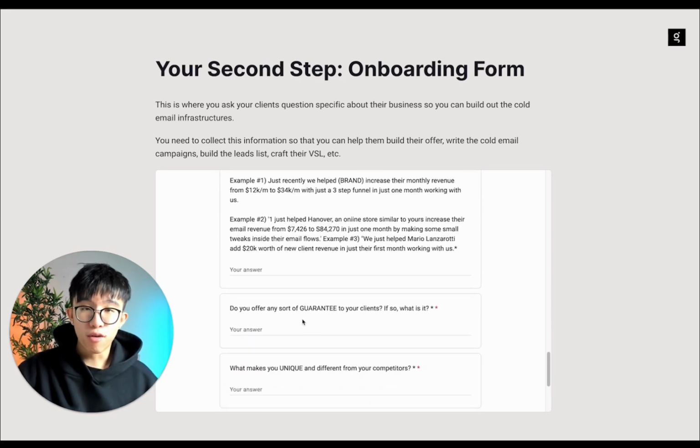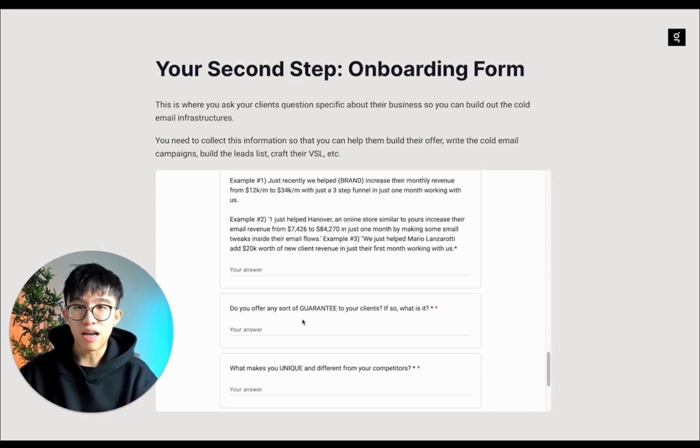Do you offer any form of guarantee or risk reversal? This is a pretty straightforward question. You're finding that out so that we can leverage that as part of our cold email copy. A lot of clients won't have a guarantee or a risk reversal, and that's completely fine as well. We're just trying to find out if they have one, and if they do, what does that look like?